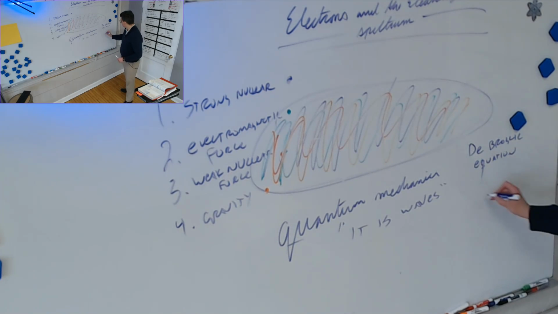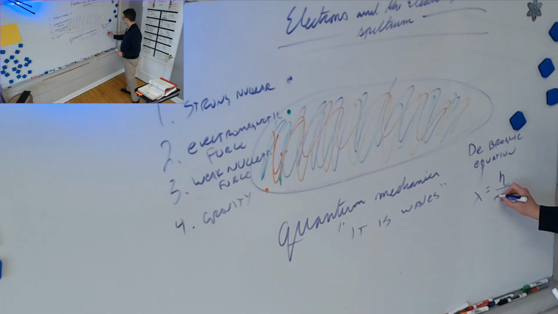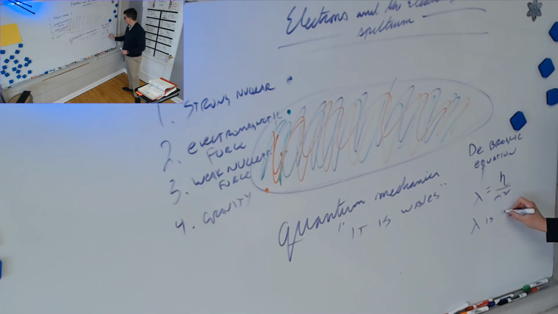The de Broglie equation is lambda equals h over m v. Lambda is representing what? You remember from physical science, hopefully. Wavelength. And in what units do we measure wavelength? Meters. Usually meters. In the SI, we measure them in meters.